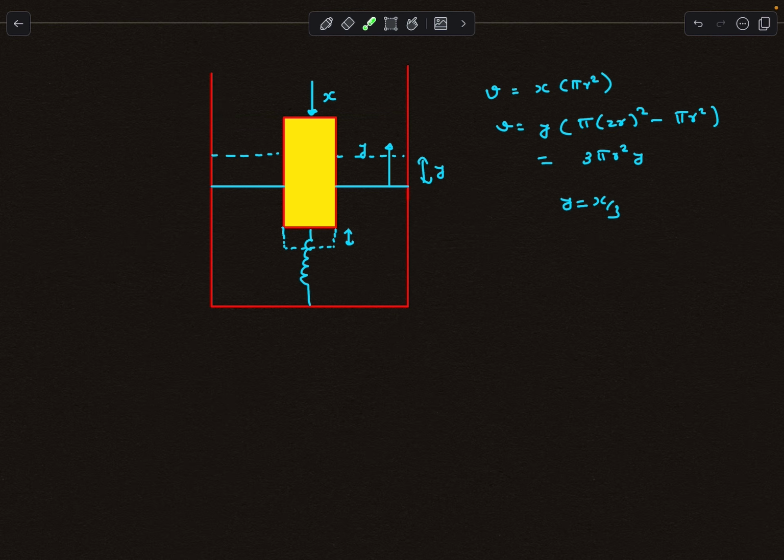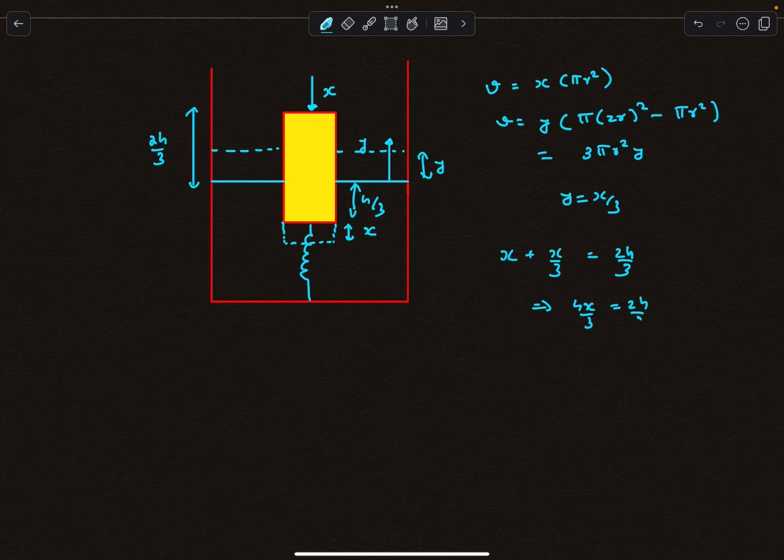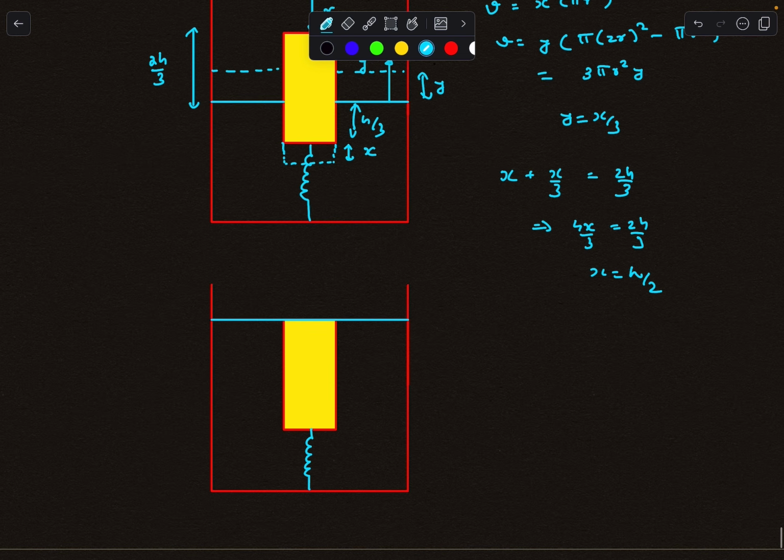So finally, what we want is for the cylinder to be completely underwater. We know that outside of the water, initially 2h by 3 height of the cylinder is present. So let's say we push the cylinder in by an amount of x. The water level is going to go up by an amount of x by 3, and we want these two together to add up to 2h by 3 so that the entire cylinder is completely underwater. This gives x equals h by 2. So if we push the cylinder in by an amount of h by 2, the cylinder is now completely submerged. Something like this.